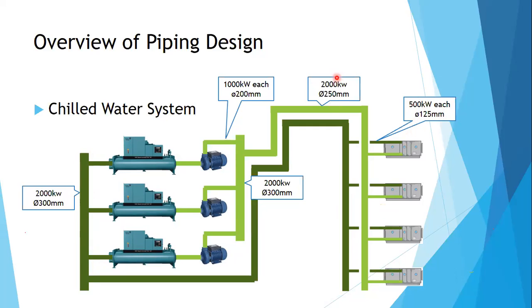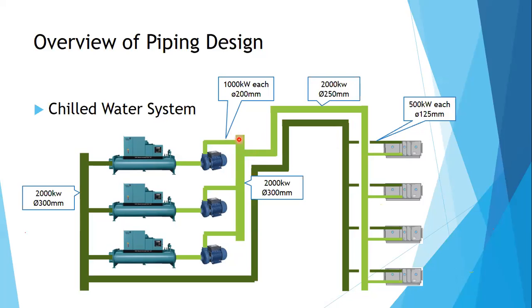Total 2,000. Based on our previous table, this 2,000 kilowatt would require 250 mm diameter piping. So this is 250 mm, 250 mm, 250 mm, 250 mm. Here, you would notice that for this 2,000 kilowatt, the pipe increased. Your pipe headers are usually one size higher than the required size.